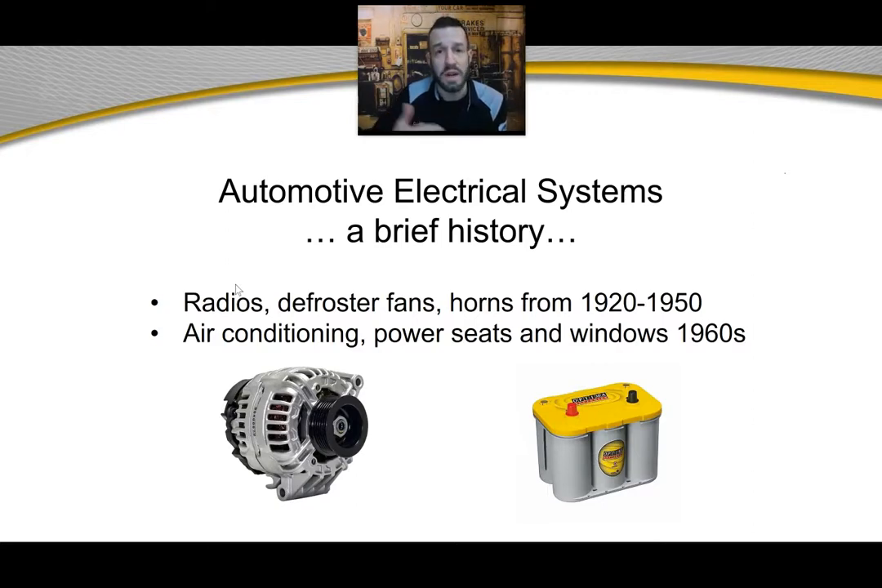Between the 1920s and 1950s, radios were coming into cars, along with defroster fans and horns. And then it kind of had the plush side of things: power seats, air conditioning, power windows, and the electrical demands got more and more. I mean, think about it nowadays, how many memory seat systems do you have? How many, I can't even begin to fathom. They've come a long, long ways, right?